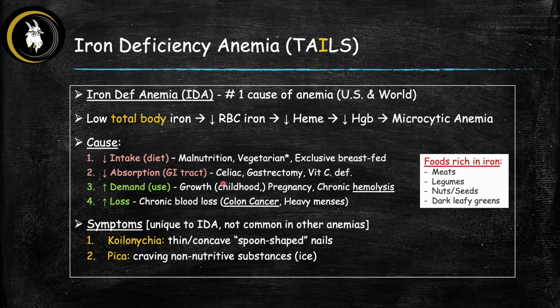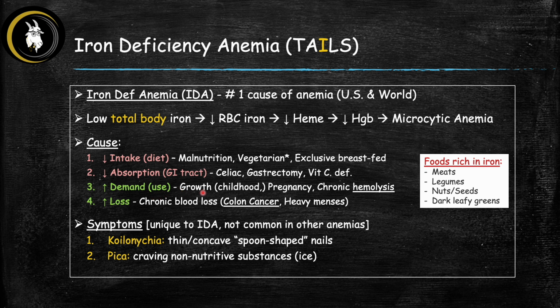Decreased absorption is when you have a problem with the GI tract, so you're eating enough iron but you just can't absorb it into the body, and common causes can be celiac or other intestinal diseases, surgeries such as gastrectomy, and then also, since vitamin C is important for absorption of certain types of iron, vitamin C deficiency can also lead to iron deficiency due to problems with its absorption.